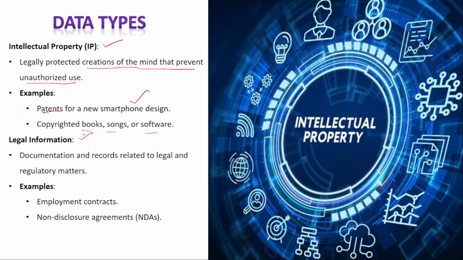Another data type is legal information, which is the documentation and records related to legal and regulatory matters. Examples include the employment contracts that employees make with the organization that employs them, and NDAs. An NDA is a contract between the employees and the organization, which makes sure that the employee does not disclose sensitive information outside the organization.